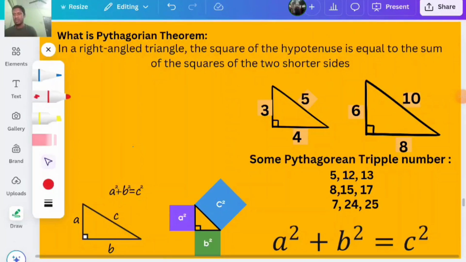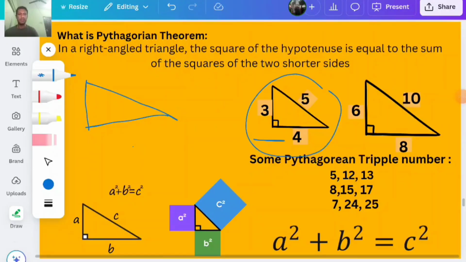I can draw here this type of a triangle maybe, or I have drawn here before. You can see here 3, 4, 5, 6, 8, 10. These are the Pythagorean triple numbers, and the Pythagorean triangle may be this type.